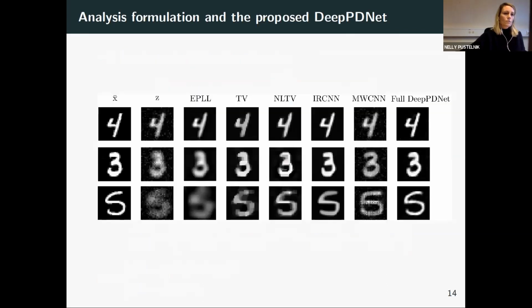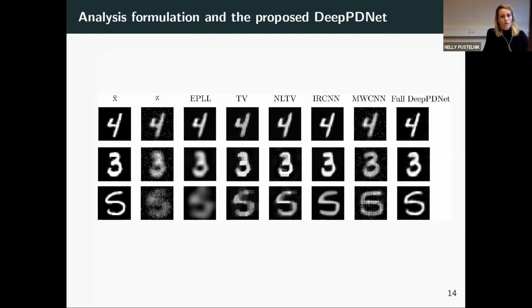And here is the first kind of result I would like to present. I display here, on the MNIST dataset, some results with a standard minimization problem and the network based on the primal-dual approach. Here is the original image. Here is the degraded one, degraded with a blur and noise. Here are standard methods: TV, NLTV, EPLL. We already talked about all these methods, so they are all analysis formulations.